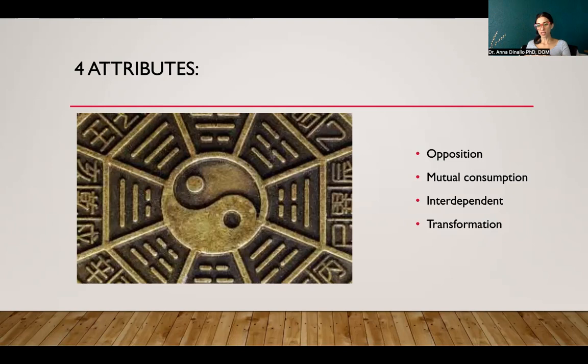And then transformation is the notion that they always turn into the other. So in any framework or modality we have, there's going to be opposition to one framework that came before. There's going to be a mutual consumption of them turning into the other. There's still going to be interdependence. So as we talk about psychodynamic theory as an umbrella, within that umbrella, there's still interdependent components that exist within it. And then, of course, yin yang is the transformation.